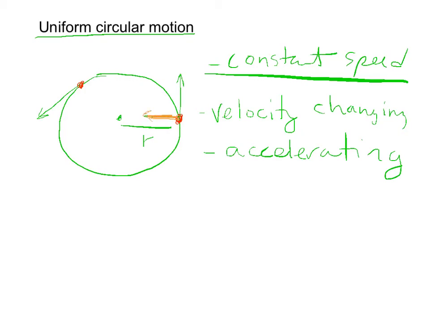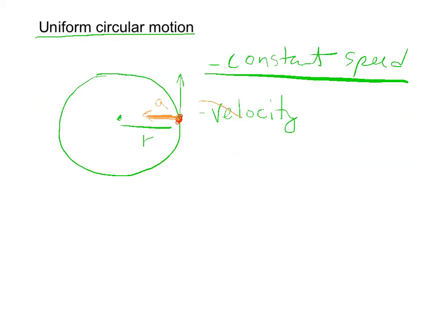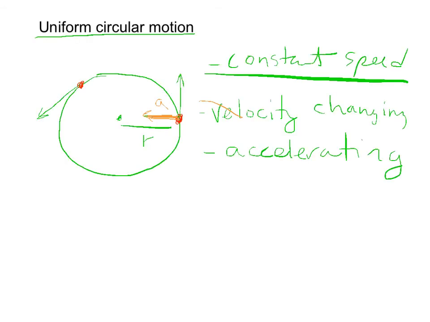So we can draw this and call this A. In order for this object to be accelerating towards the center, there needs to be a force on this object. And that force needs to also be directed towards the center in order to make it accelerate, because force and acceleration will always have the same direction. And so we're going to call all of this centripetal force.